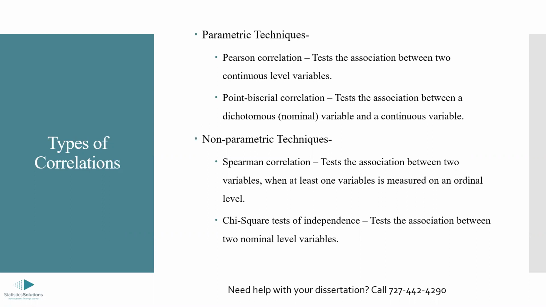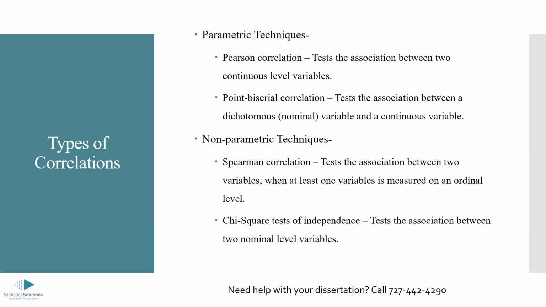A point-Biserial correlation is also under the parametric technique family because you need a continuous variable, but you also need a dichotomous variable. So a dichotomous variable is something that has 2 possibilities, kind of like gender, male, female, or passing and failing of an exam. If you have 2 discrete categories, then you can do a point-Biserial correlation.